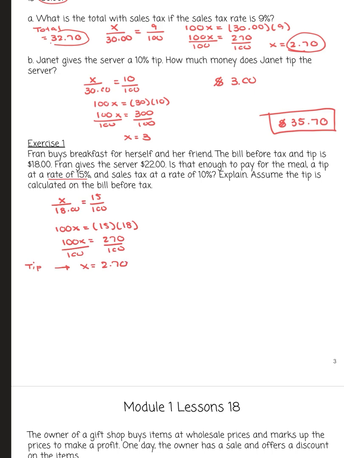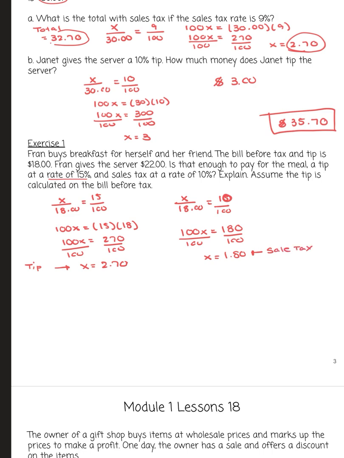Now let's look at the sales tax. So we have, again, x over 18 is equal to, oops, excuse me, 10 over 100, because the sales tax is 10. So we have 100x is equal to 180. Divide both sides by 100, and we get x is equal to $1.80. So this is going to be the sales tax.